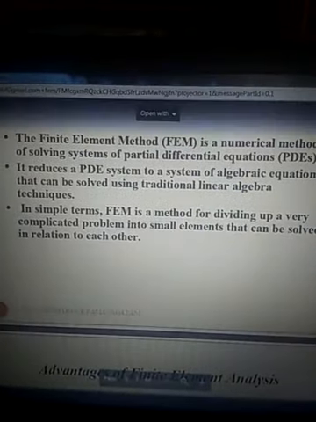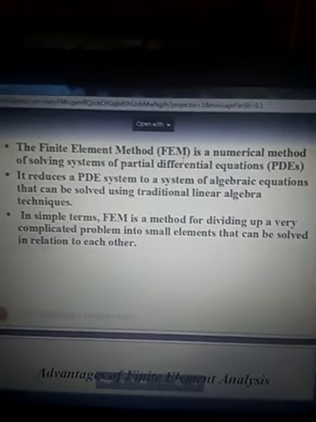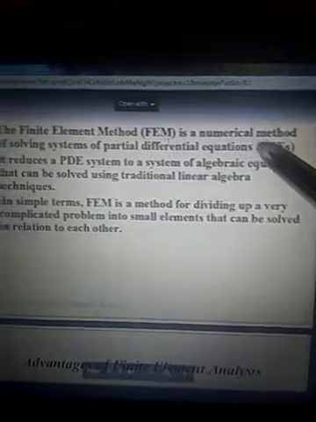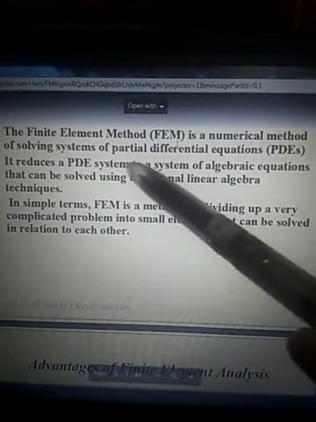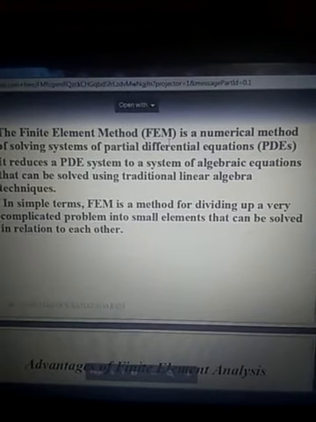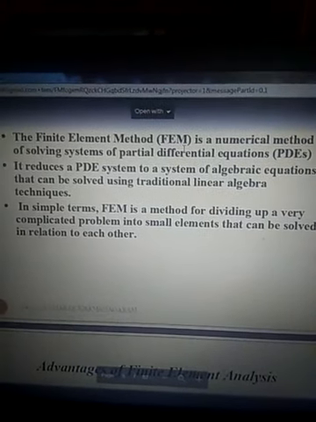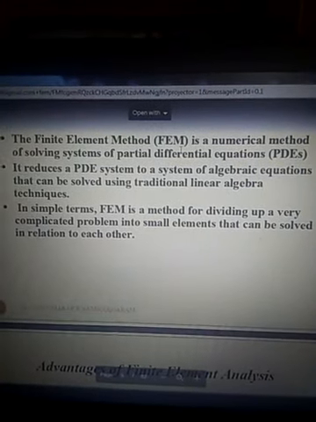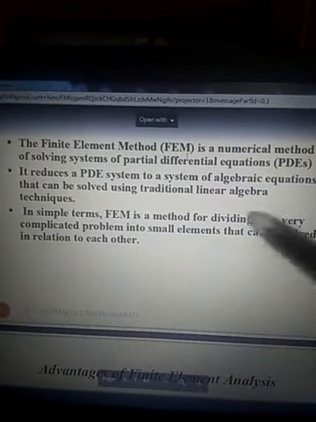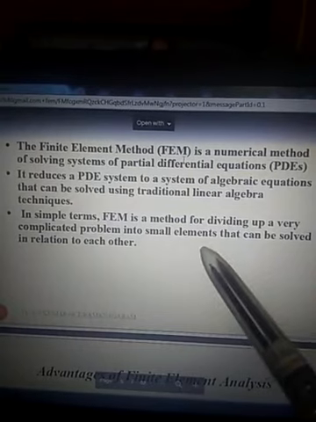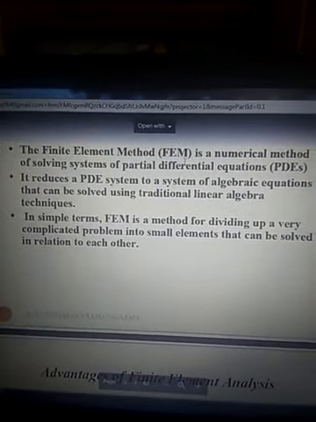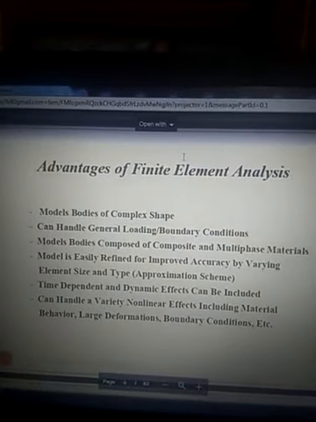But exactly the finite element, it's a numerical technique for solving partial differential equations, PDEs. It reduces the complete PDE system to algebraic equations which can be solved using traditional linear algebra techniques. In simple terms, FEM is a method of dividing up a very complicated problem into small elements that can be solved in relation to each other.